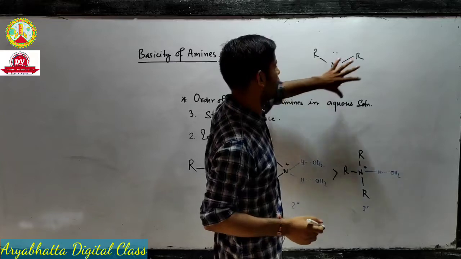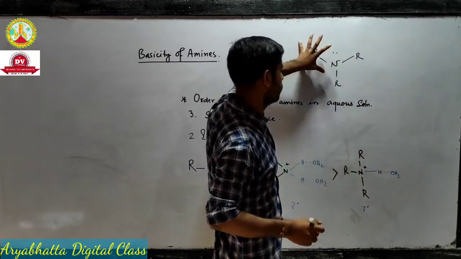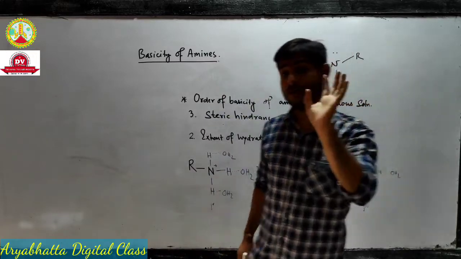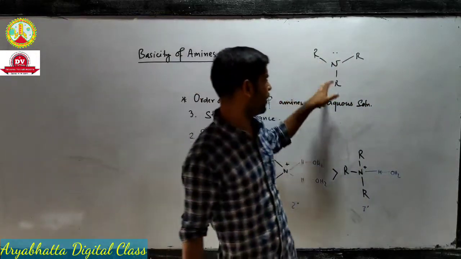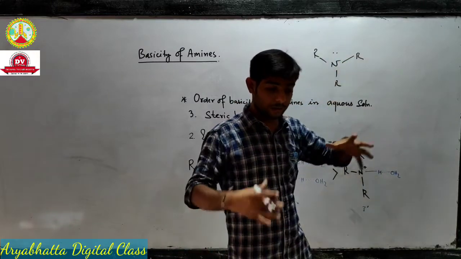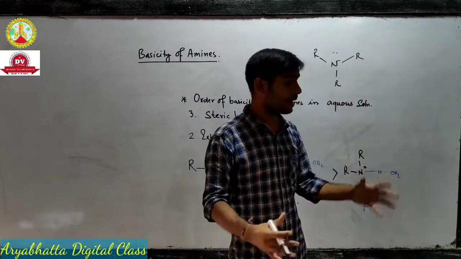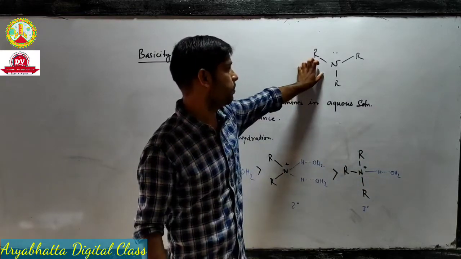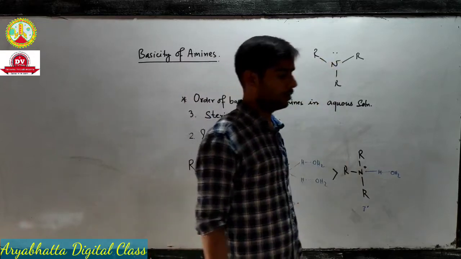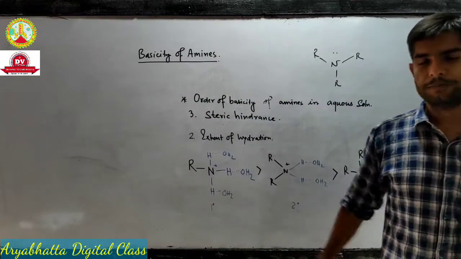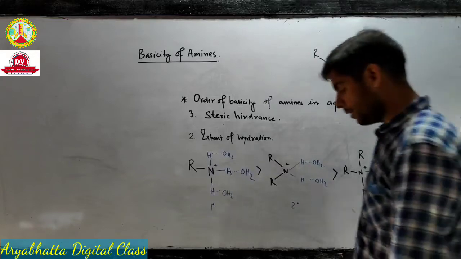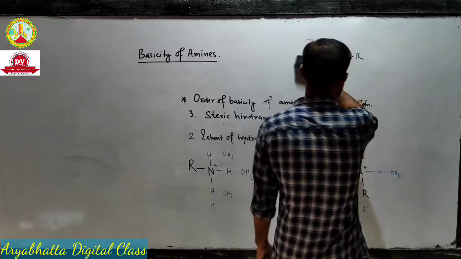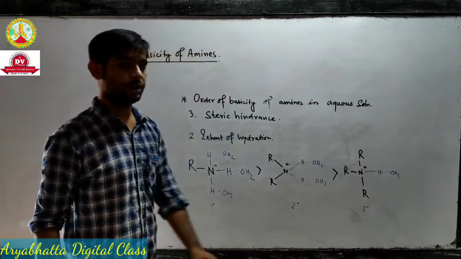These alkyl groups will cover this lone pair, and a lot of repulsion will be there between the bonded pairs and the lone pair. There will be a lot more repulsion because alkyl groups are bulkier groups and they have electrons. Because these are bonded pairs and the lone pair also has electrons, there will be repulsion. So that is another factor which suggests that 1 degree should be more basic than 3 degree.